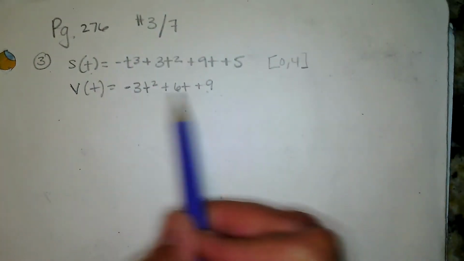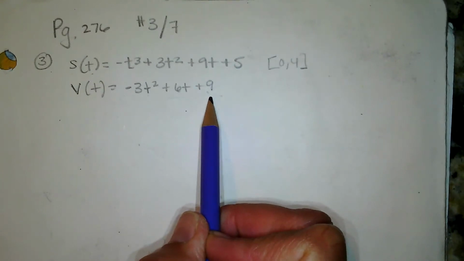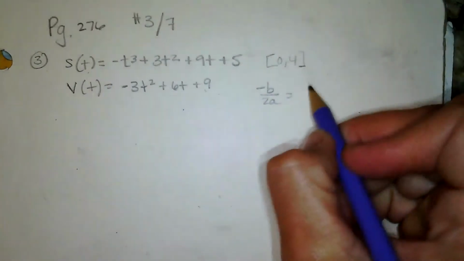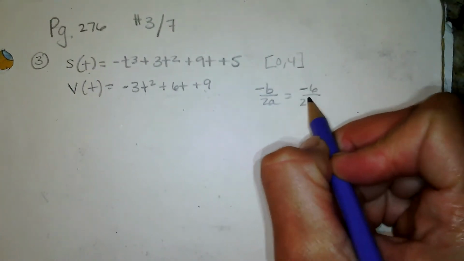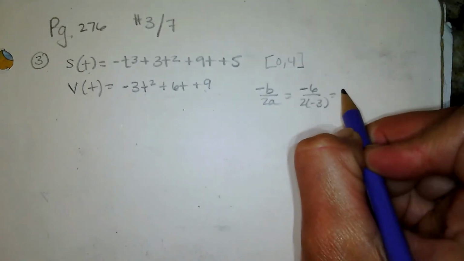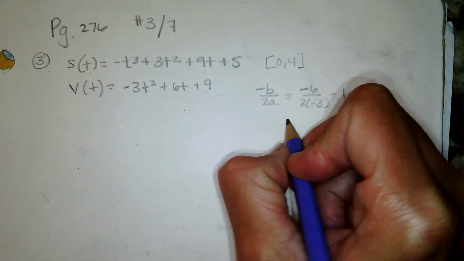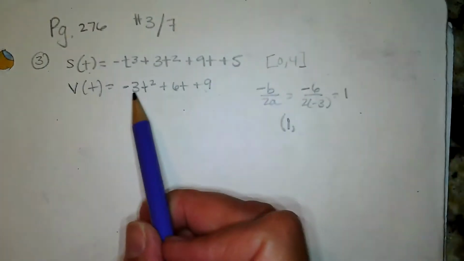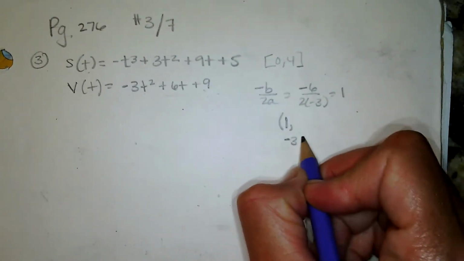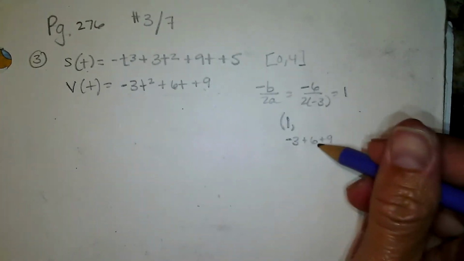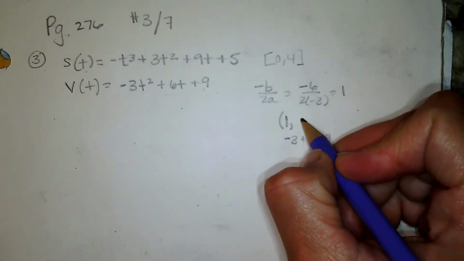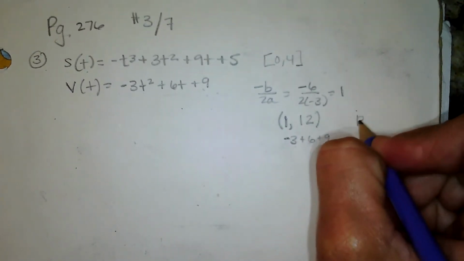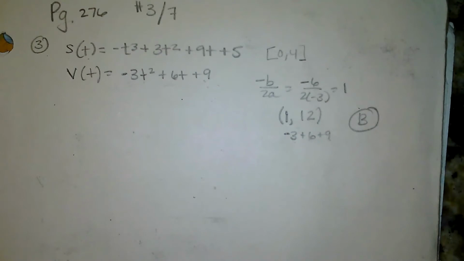So the maximum of this velocity function, just by finding the vertex, negative b over 2a equals negative 6 over 2 times negative 3. Negative 6 over negative 6 is 1. So the maximum velocity is at t equals 1, and if I plug in 1, I get negative 3 plus 6 plus 9. So that's 15 minus 3, which is 12. So that would be answer B, 12 feet per second.